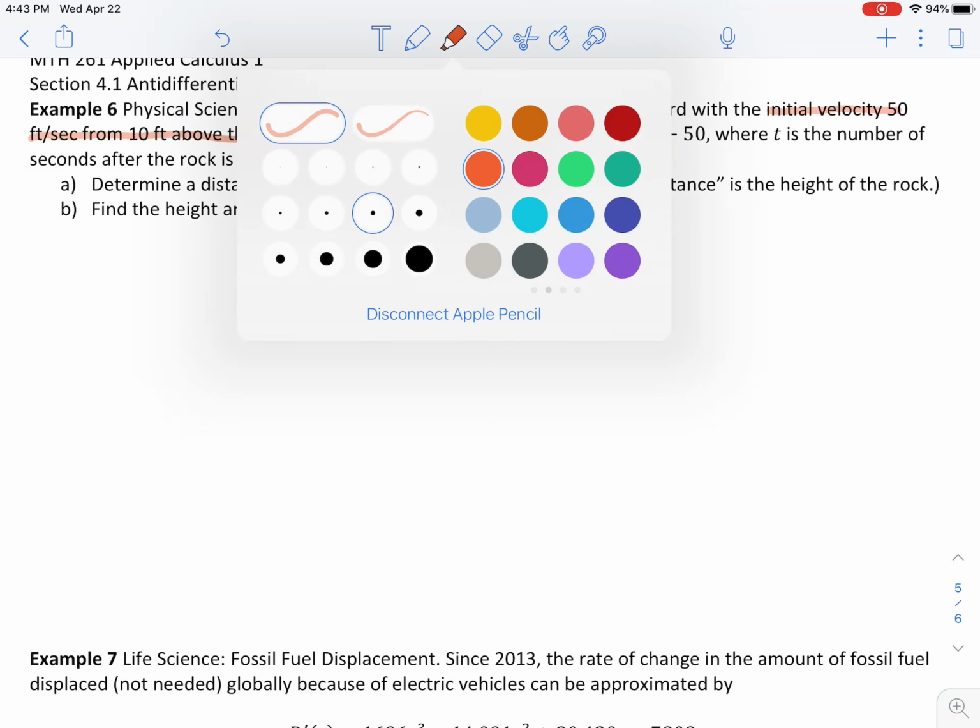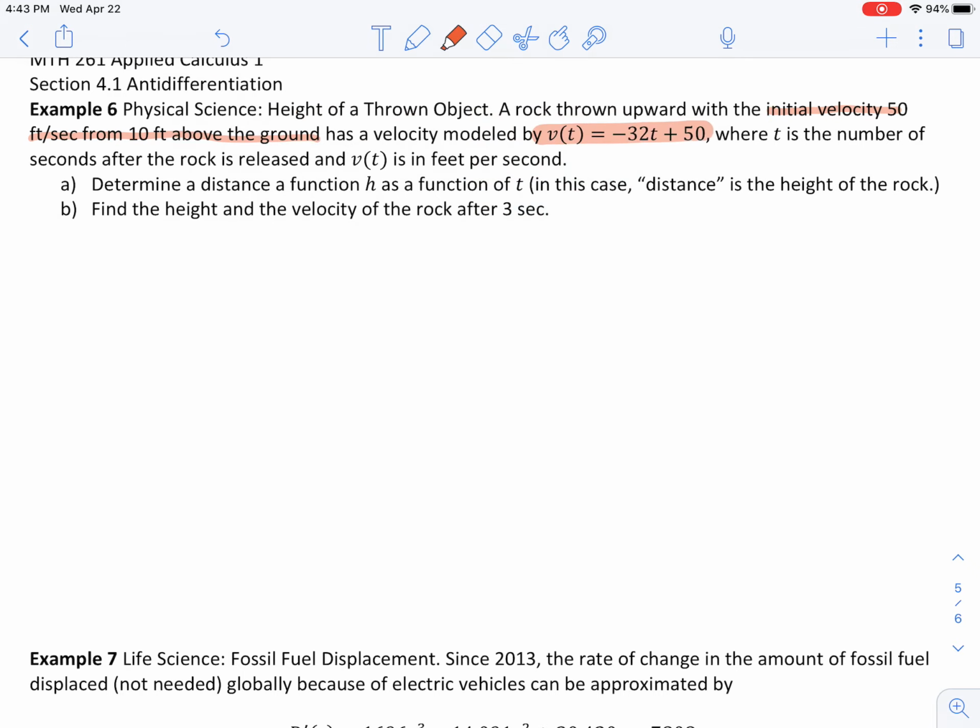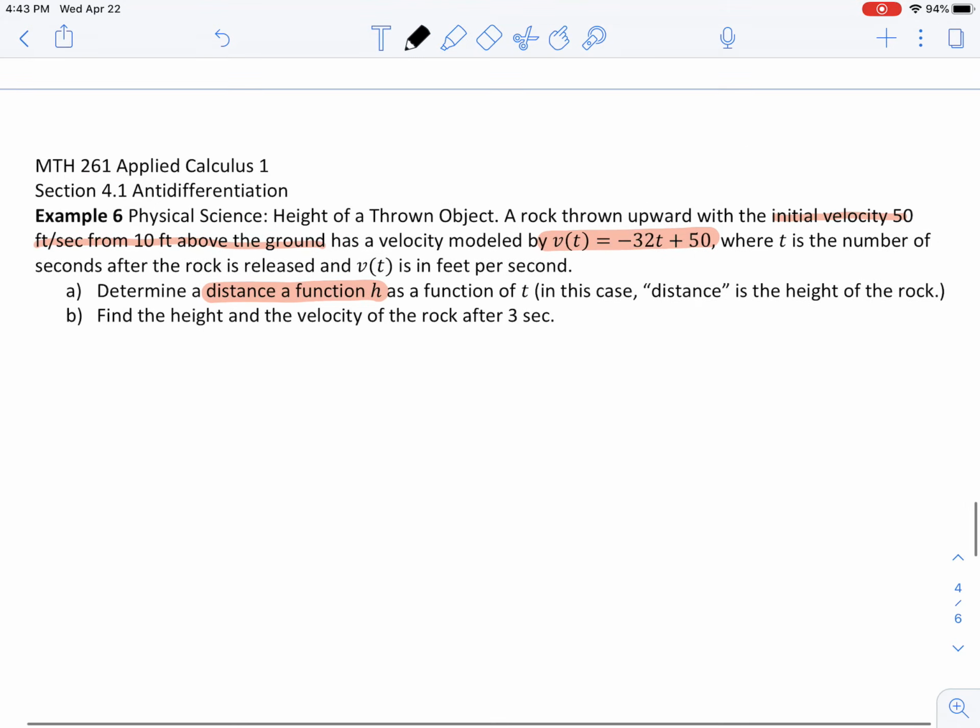That's the velocity function, where t is the number of seconds after the rock is released and v of t is in feet per second. In the previous section, we usually found the velocity function from a distance function by taking the derivative, right? Look what they did. They gave you the velocity function first. So what are they going to ask you to do? They want you to determine a distance function h as a function of t.